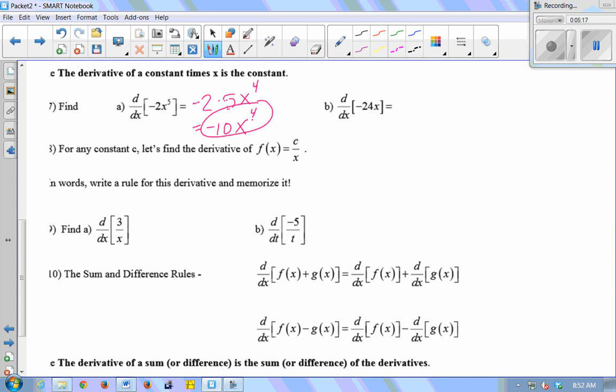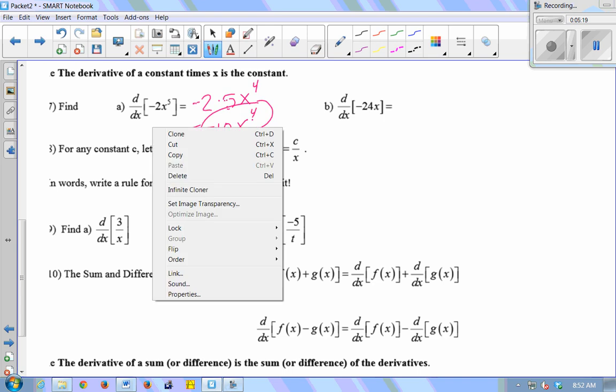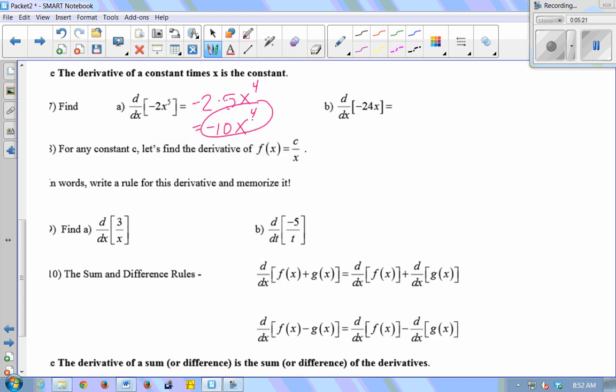Many people would do that in one step and think when you bring the 5 down, multiply by the negative 2 all in one step. How about d/dx of negative 24x? What do you get? Negative 24. Negative 24x is a line. Y equals negative 24x is a line that has slope negative 24 everywhere. So that would be its derivative, negative 24.